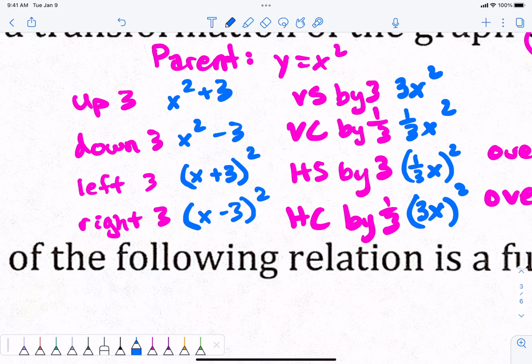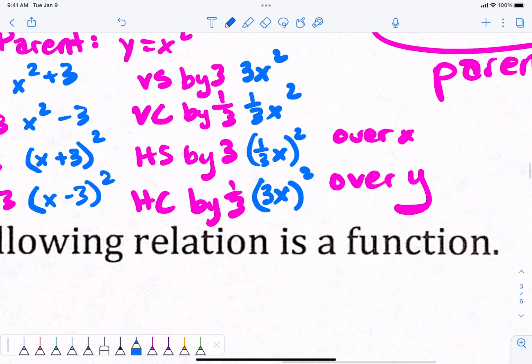Now, what does the rule look like if you're going over the x-axis? You're taking a parabola and flipping it. It involves a negative somehow. It's negative x squared. When you're going over the y-axis, it's the same: negative inside of parentheses squared. Okay, those are the rules.